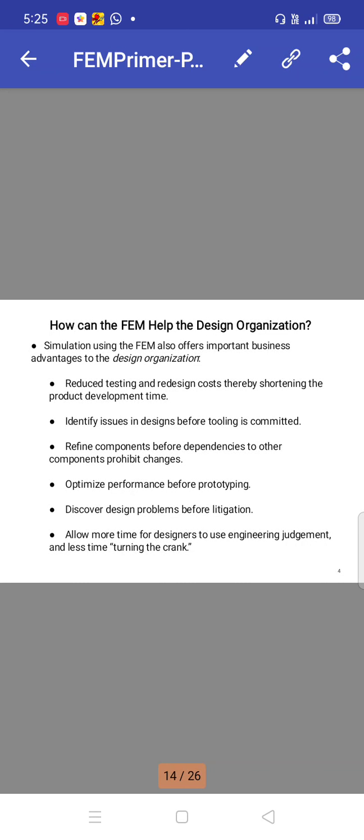Simulation using FEM also offers important business advantages to the design organization. Reduced testing and redesign costs, thereby shortening the product development time. Identify issues in designs before tooling is committed. Refine components before committing to other components. Optimize performance before prototyping. Discover design problems before litigation. Allow more time for designers to use engineering judgment and less time turning the crank.